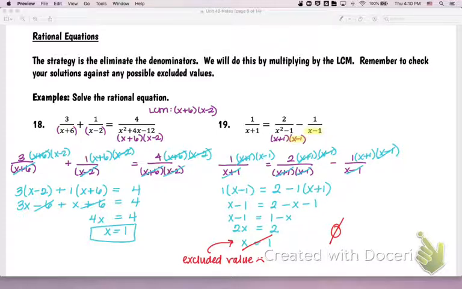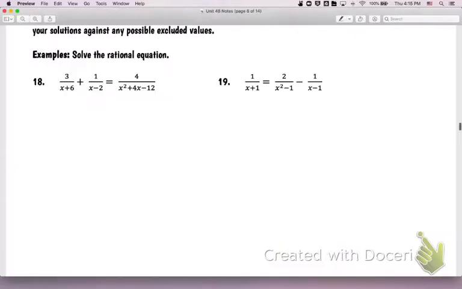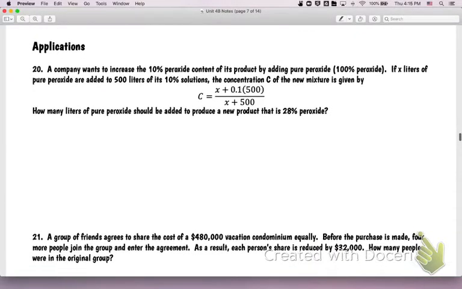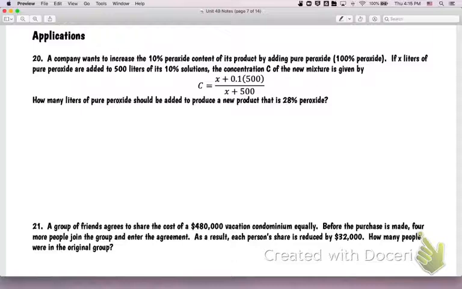All right, now we might see some applications of these types of problems. So number 20 is pretty straightforward. They've given us the equation. That's always helpful.